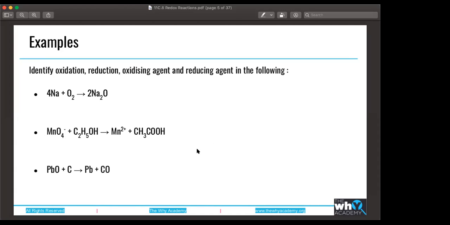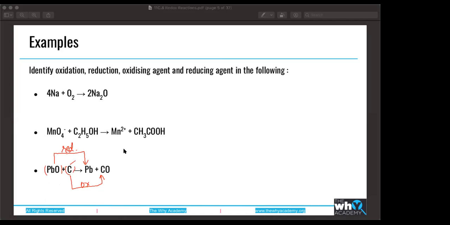Can you identify which is reduction, which is oxidation? Carbon is getting oxidized and lead is getting reduced. Is lead getting reduced or lead oxide getting reduced? Lead oxide is getting reduced. Yes. Okay. Awesome. So oxidizing agent, lead oxide, this is the oxidizing agent, yes. And reducing agent, carbon. Yes, carbon is the reducing agent.